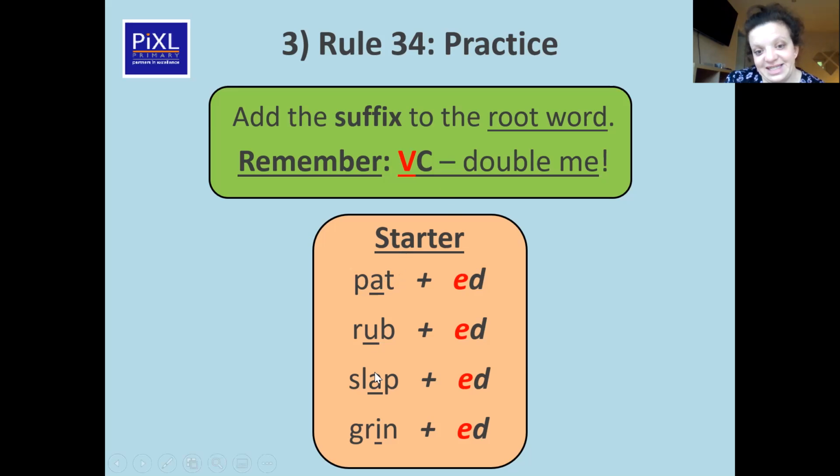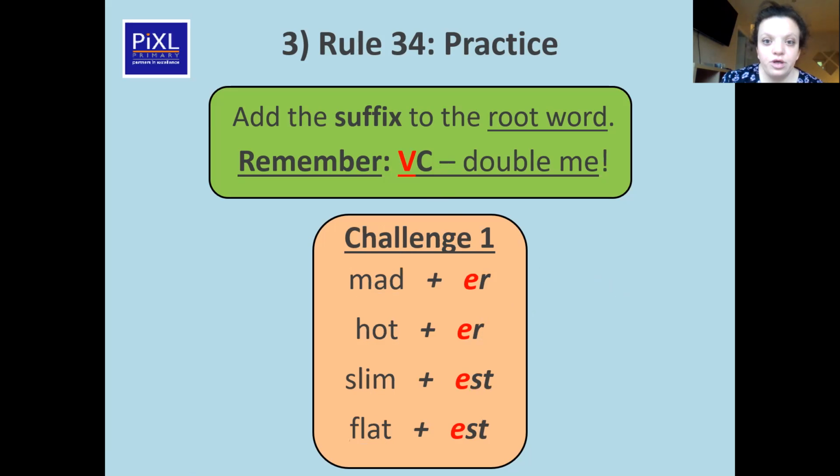Fantastic. So all of these words have got a lonely vowel in them and they only have one consonant after them. So they all need to have a double letter. So pat would become P-A-T-T-E-D for patted. Rubbed would be R-U-B-B-E-D for rubbed. Slap would become slapped, and it would be S-L-A-P-P-E-D. And grinned would be G-R-I-N-N-E-D. Okay, those are all of the words and how they should be spelled.